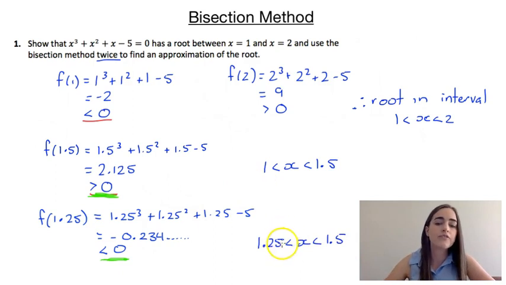But we can also have a look and figure out whether it's going to be closer to the 1.25 or the 1.5 by having a look at the value of each of those. So at 1.5 it was 2.125, so it was 2 units above the axis. Whereas here at the 1.25 it was negative 0.234, so that's much closer to the x-axis than this one was. So it is somewhere in this interval, but we can also guess or estimate that it's closer to the 1.25 than it is to the 1.5.